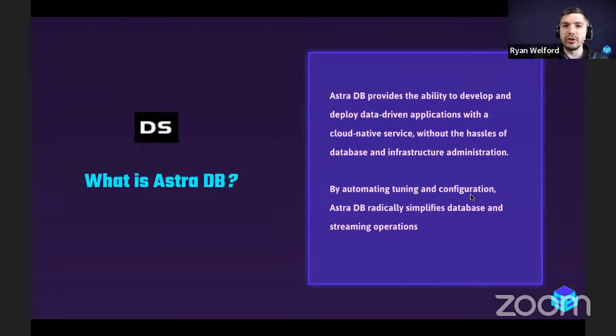database and infrastructure administration. One of the hallmarks of a large scalable database like Cassandra is that it is a bit maintenance heavy. And so Astra DB really allows users to hand that aspect of it off to the pros and just be able to concentrate on using it to the best of their ability. And so Astra DB really simplifies the database and streaming operations with Cassandra.